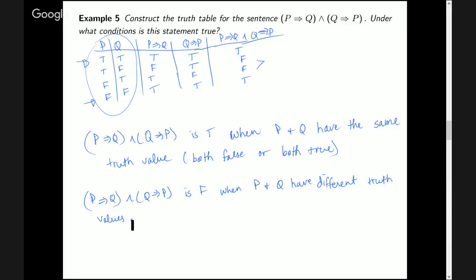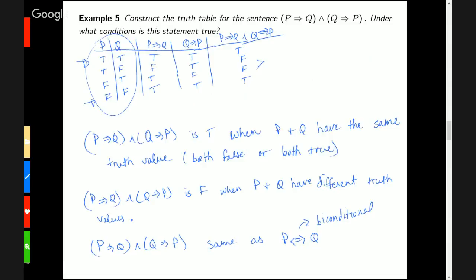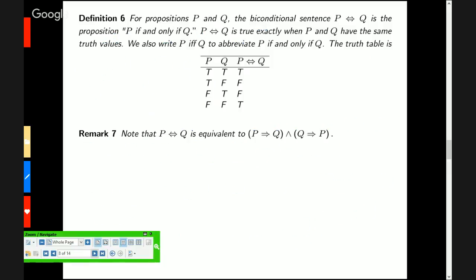Okay. This is going to be important for us because it turns out P implies Q and Q implies P is going to be the same as what we call the biconditional, P if and only if Q. This is called a biconditional. So the biconditional is true when the truth values of P and Q are the same. It's false when the truth values are different. Okay, so that is this definition right here.